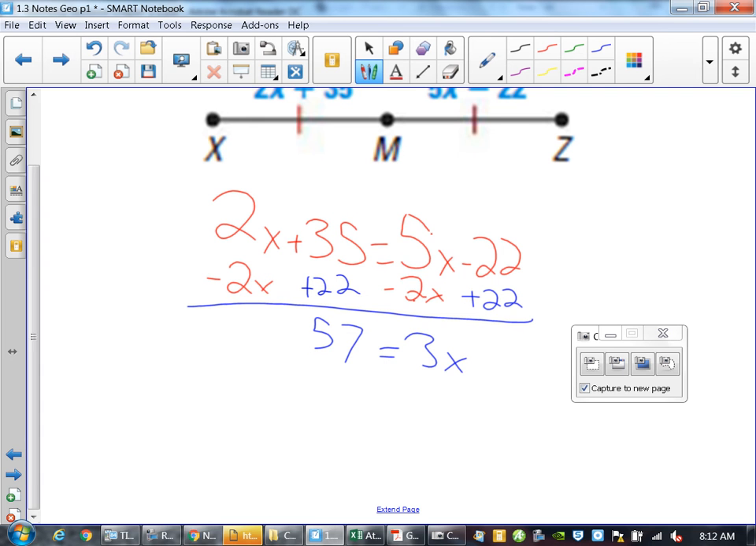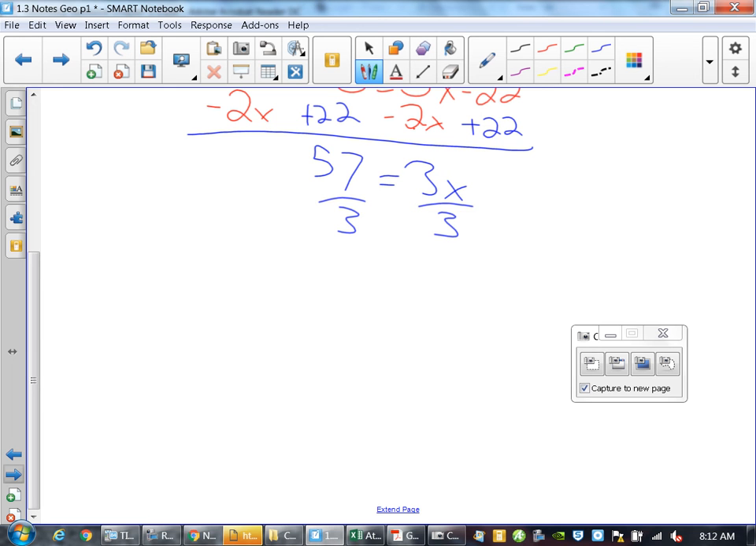Now, have you guys ever been shown how to do shortcut division? Watch. 3 goes into 5 how many times? Once. How many are left over? 2. 3 goes into 27 how many times? 9. Done. It's magical. No, it's not. That right there is just called shortcut division.